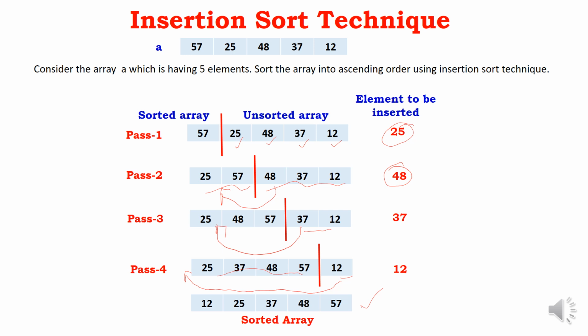So initially, the array is divided into two partitions. There are 4 elements, and these 4 elements are inserted into the sorted array one by one. Inserting an element into the sorted array is said to be a pass. We need 4 passes. In pass 1, we have inserted 25. In pass 2, we have inserted 48. In pass 3, we have inserted 37. In pass 4, we have inserted 12, so that all the 4 elements have been inserted into the sorted array in their sorted positions. Finally, the output is a sorted array.